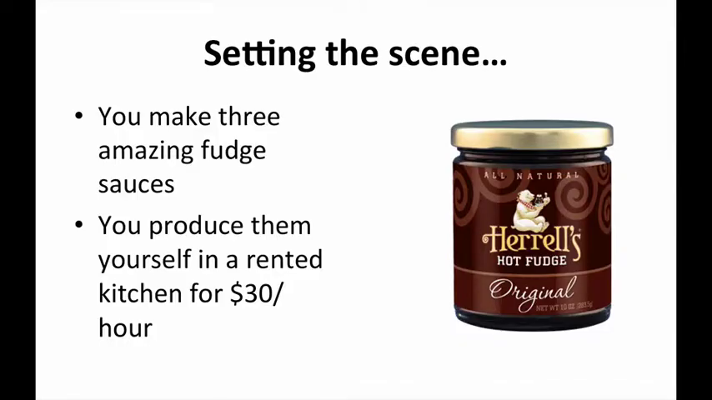So just to set the scene, I want to use an example for this class. You make 3 amazing fudge sauces, and you produce them yourself in a rented kitchen for $30 an hour. And I included Harold's Hot Fudge. It's a really delicious fudge sauce out of Northampton, Massachusetts. They also make their own sprinkles. You should really go and check it out.